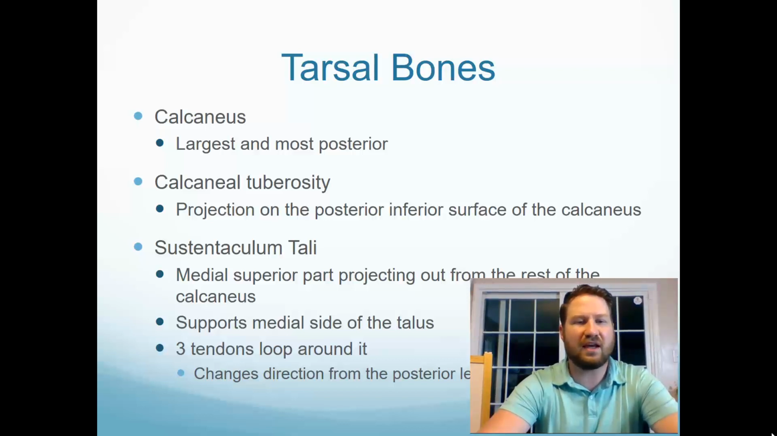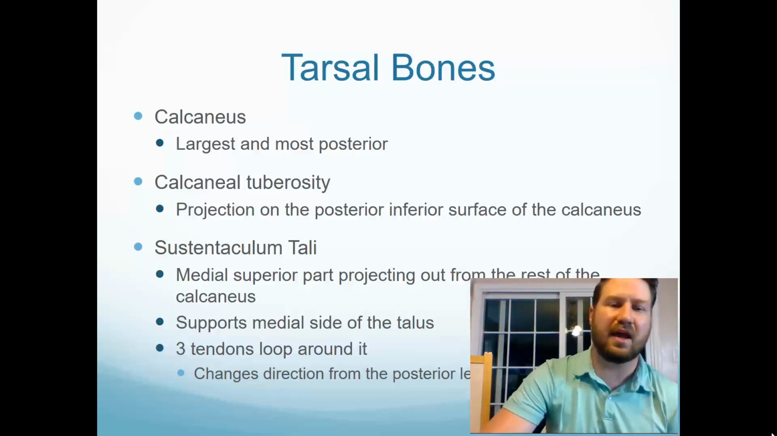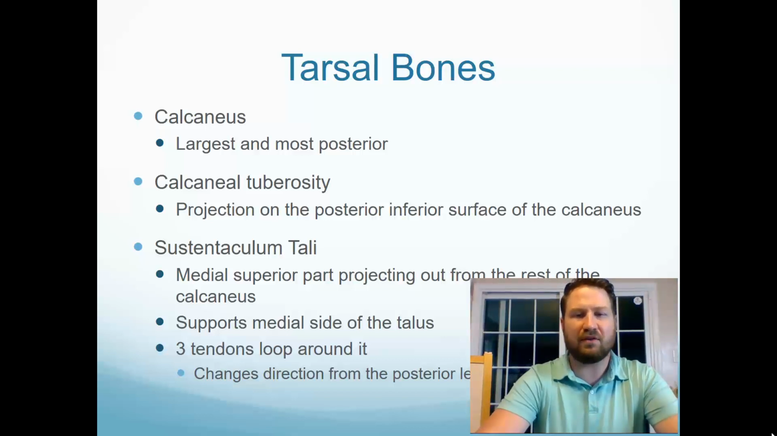We have our sustentaculum tali. That's a fun anatomy word. Okay? Our sustentaculum tali is on the medial superior part. That projects out from the rest of the calcaneus and supports the medial side of the talus, and it also has three tendons that loop around it.